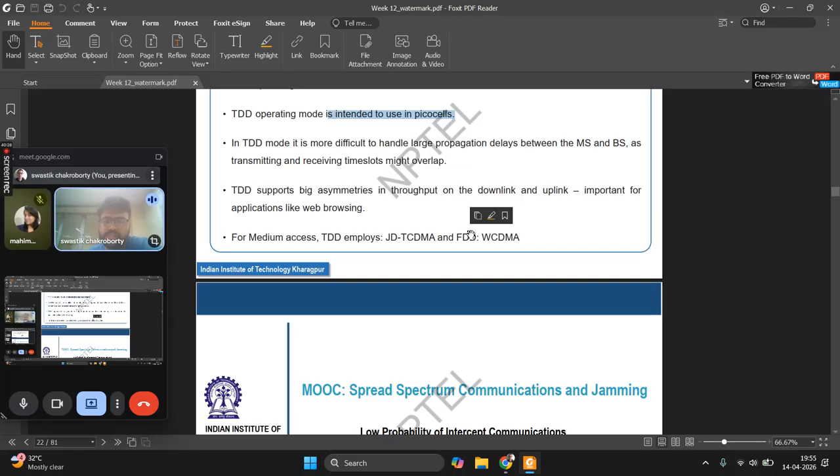Okay, so TDD is more difficult to handle large propagation delay. That's why TDD is used in picocell. One, because it needs higher bandwidth, and second, because it cannot support high latency. So if you want low latency and high data rate, you have to go for TDD.